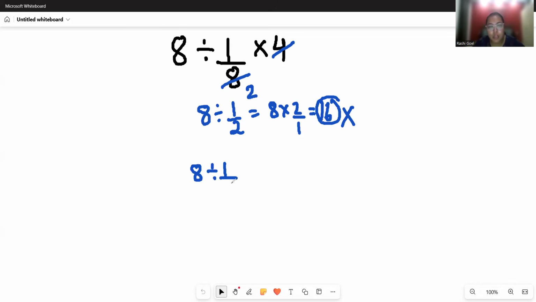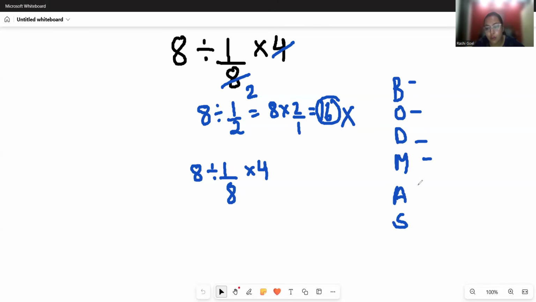Why? Because in an expression like this, when you are given multiple operations like division and multiplication, you have to always follow the order of operations, which is also known as the BODMAS or PEMDAS rule. Comment down below what you call it in your country.